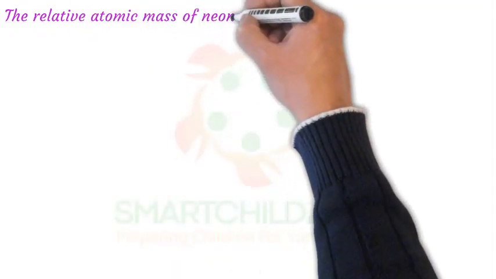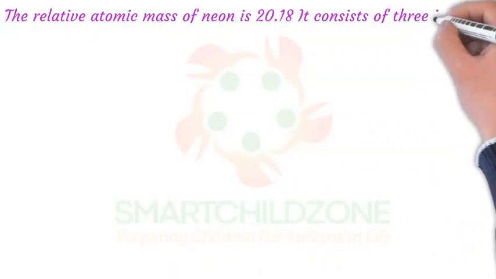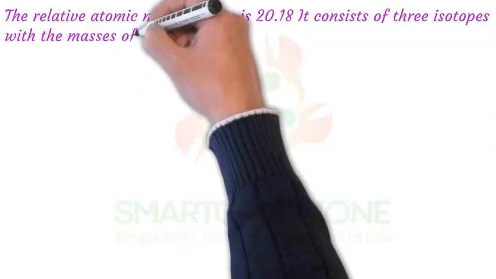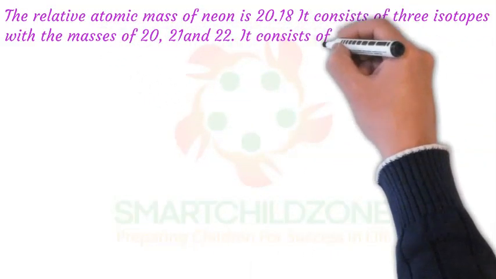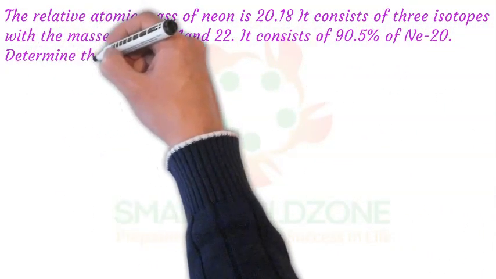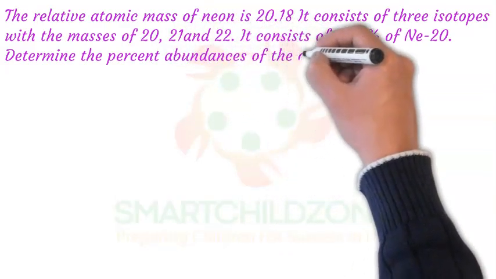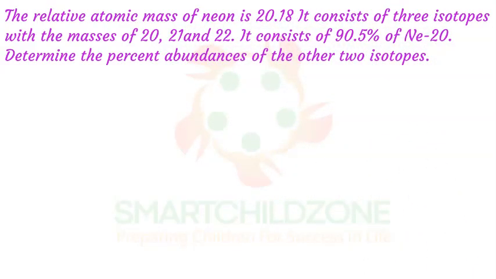The relative atomic mass of neon is 20.18. It consists of 3 isotopes with the masses of 20, 21, and 22. It consists of 90.5% of Ne-20. Determine the percent abundances of the other 2 isotopes.